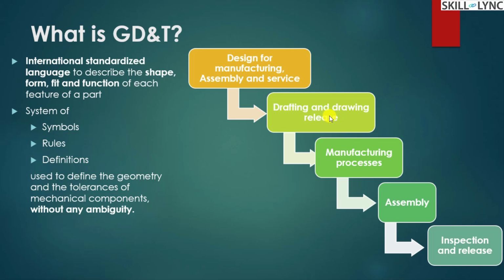It means that whoever is a trained person looking at the drawing can understand the functionality without any doubt, so that there is no mistake that can be made in the production or assembly or inspection. So this is where GD&T is going to play a big part.